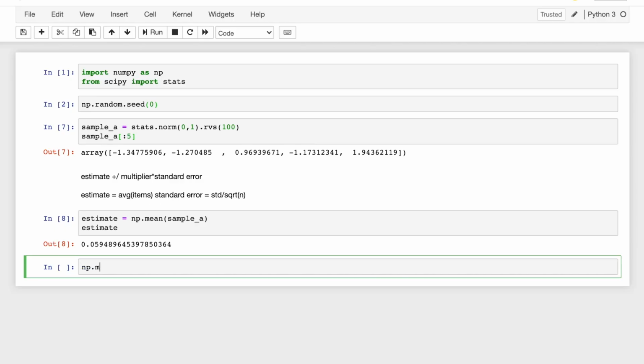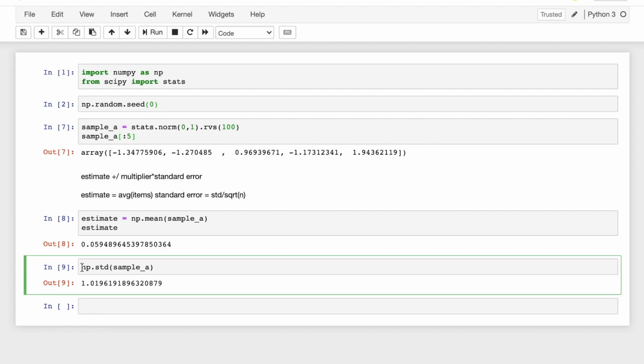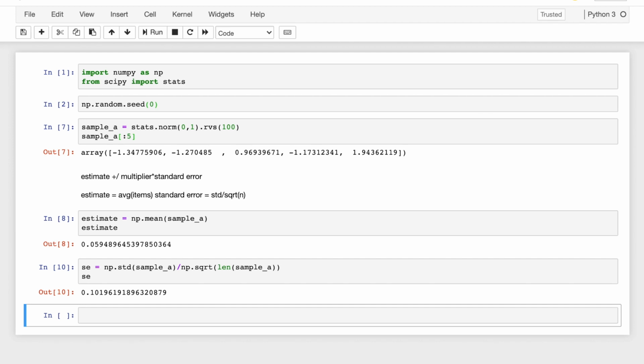So let's go ahead and calculate other things. For example, I'll show you how to type standard deviation. It will be simply numpy.std of sample A, and let's see what it is. It equals approximately 1. Yeah, it again corresponds to our initial parameters in the distribution where we got the sample. Alright, and then I would like to get the formula for standard error, which is this one divided by the square root, again numpy, of len, which is the length of sample A, and see what it means for the standard error. It is approximately 0.1.